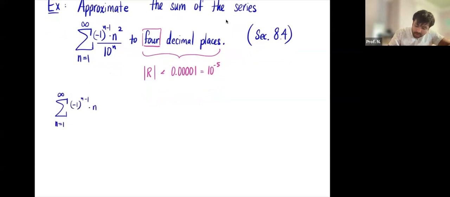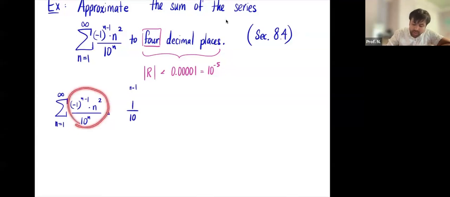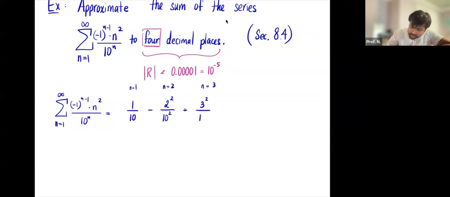So this is really about just writing out the first few terms of the series. When n equals 1, what does my series look like? It looks like 1 over 10, according to this expression here. Now, when n equals 2, I have a -1, because -1 to the 1 power is -1. Then I have a 2 squared over 10 to the 2nd power. When n equals 3, I'm going to add 3 to the 2nd power over 10 cubed.